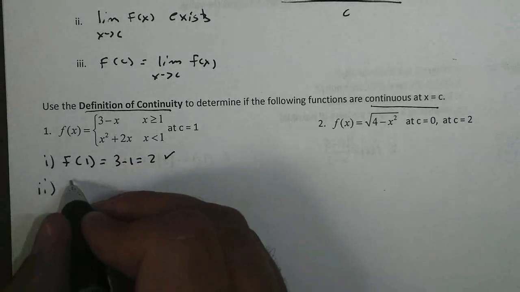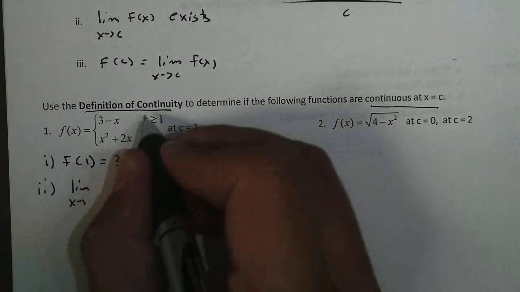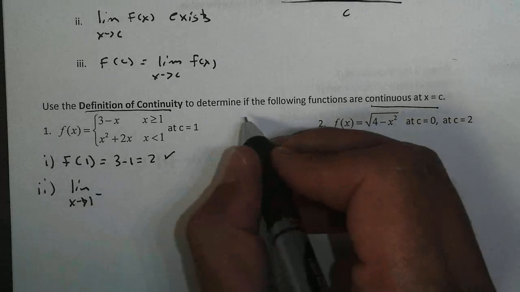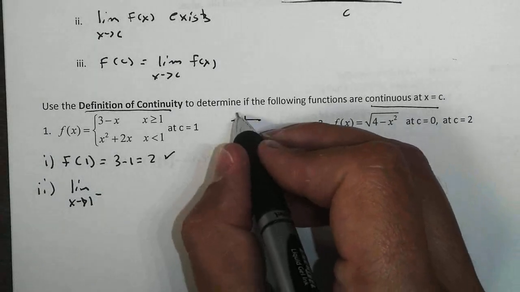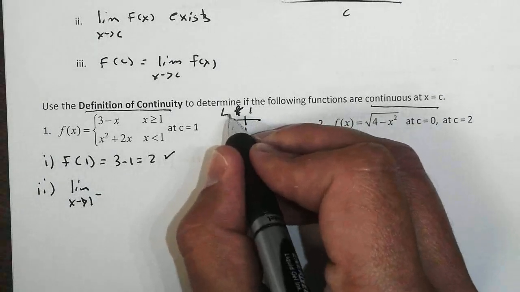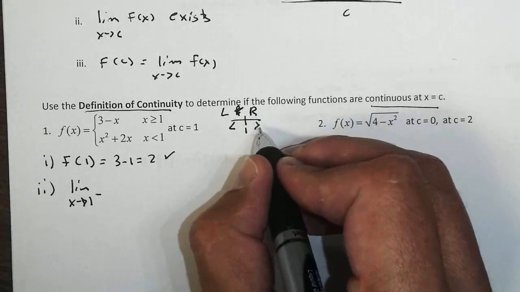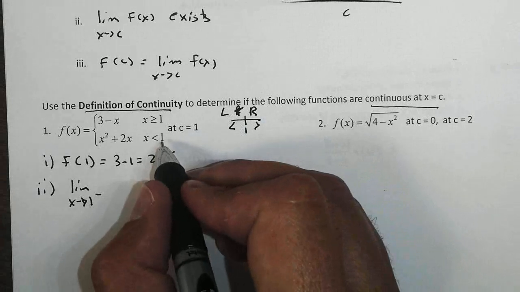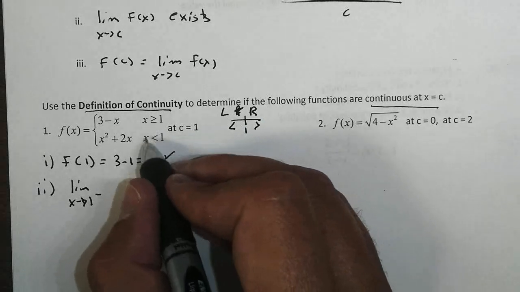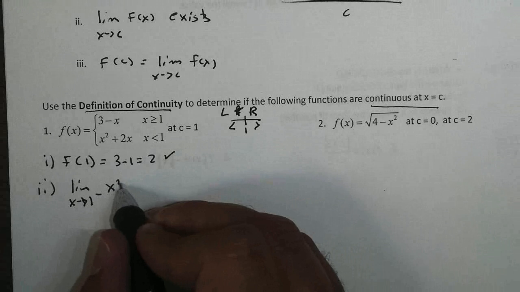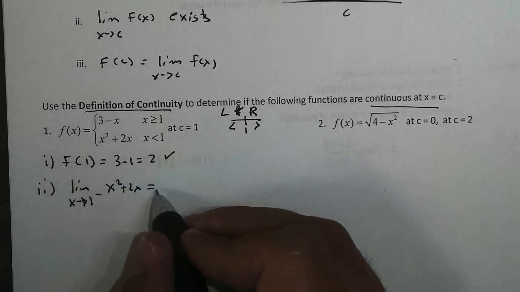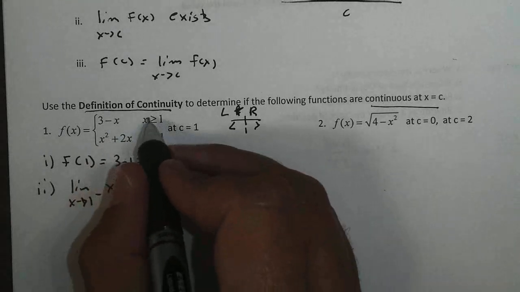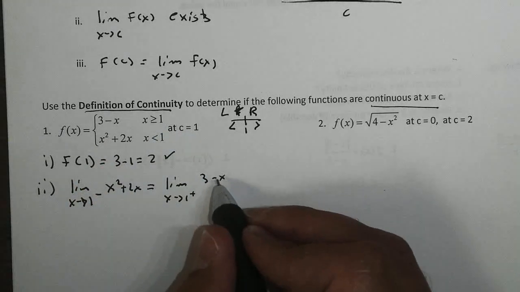The second step is to check the limit at 1. Because this is piecewise, we're going to approach from both sides, the right and the left side. Remember, that's from yesterday's notes: if we're less than 1, that's going to put us on the bottom one, so to the left. That's going to put us on x squared plus 2x. See if that's going to equal the limit as x approaches 1 from the right, and that's going to be, of course, the top function, 3 minus x.